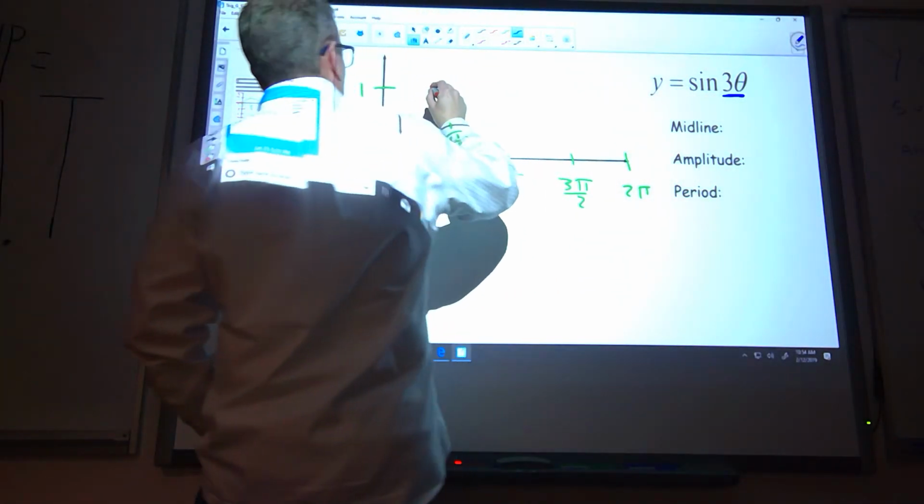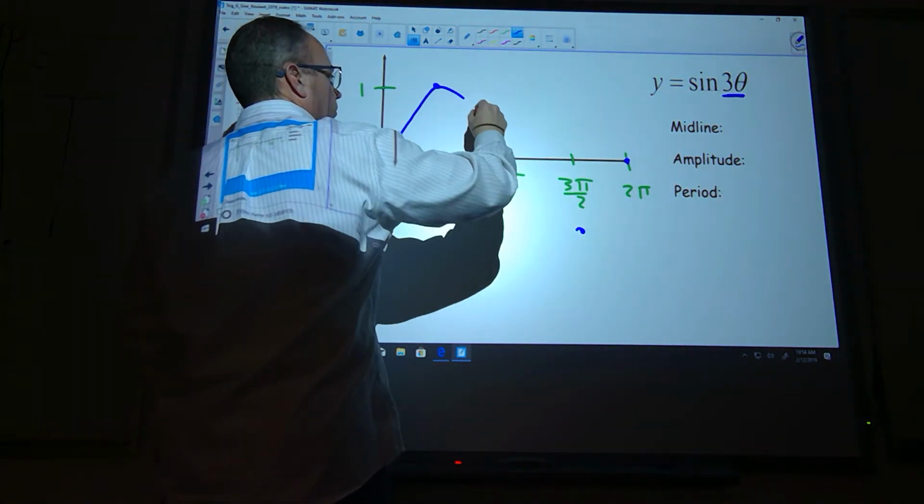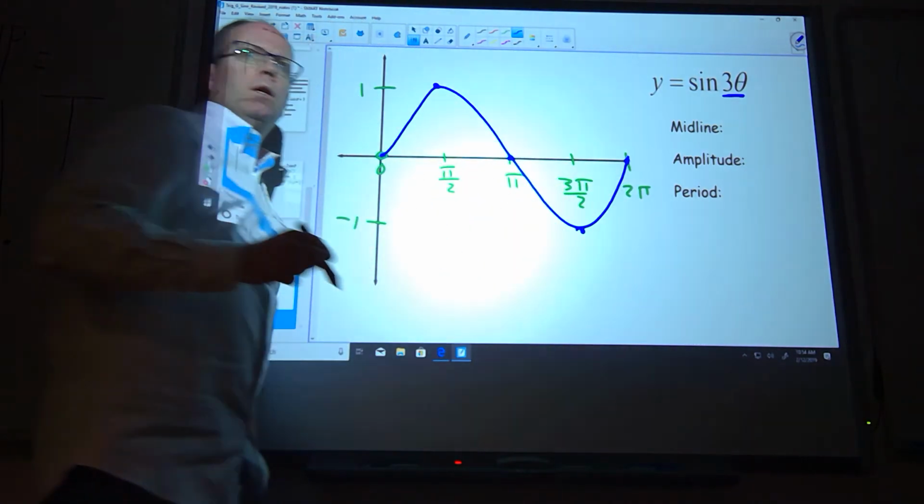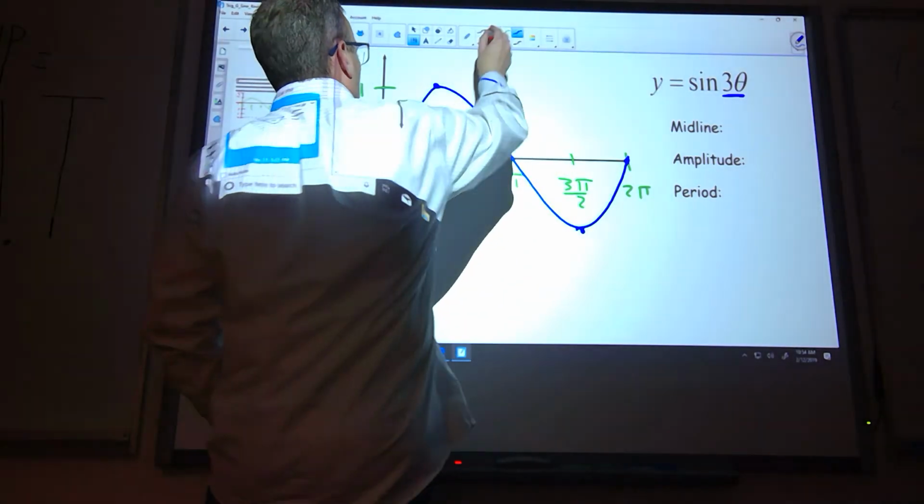This is what my normal function looks like. Agreed? Everyone agree with this? Okay. And so it's going to happen 3 times in there? Okay. Well, I'm going to divide this by 3.